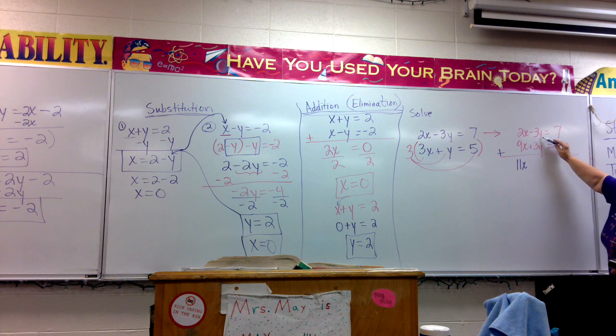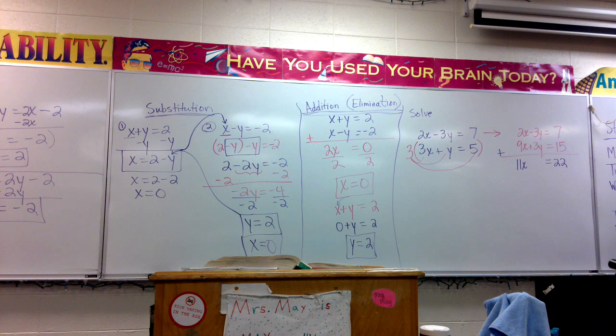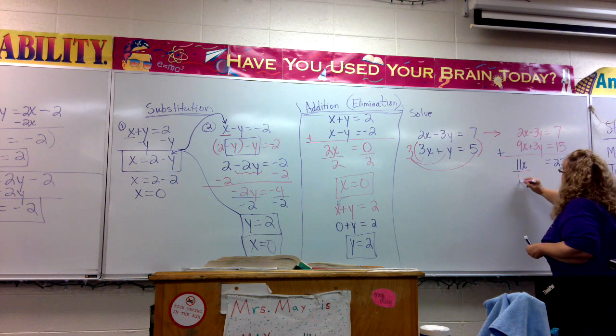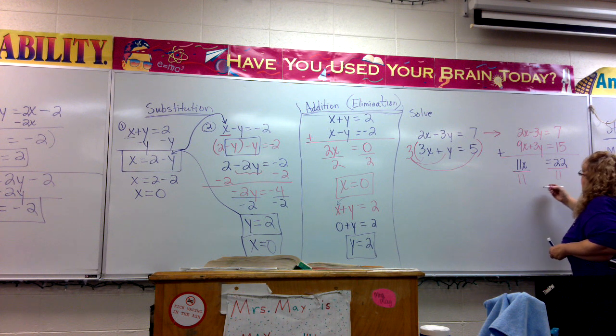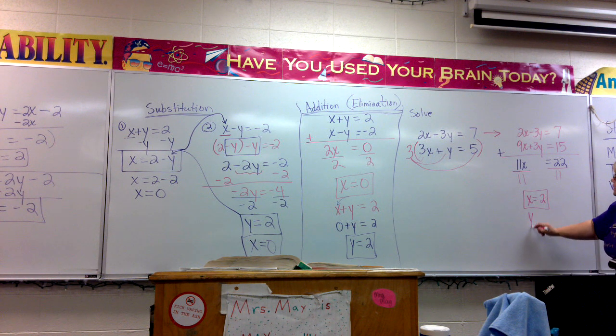Here, negative 3y, positive 3y drops out. We eliminated it. It's gone. And over here, 7 and 15 is 22. Well, would you look at that? Divide by 11, and you get x equals 2. We're not quite done yet because we need to figure out what y equals.